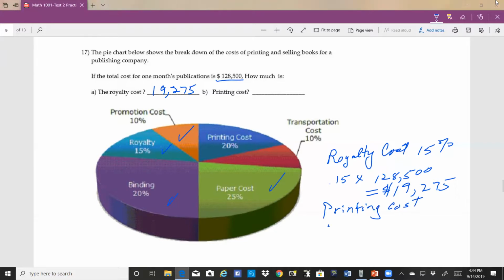Printing costs is 20%. So that would be 0.2 times 128,500, which is equal to $25,700. So for printing costs, it would be $25,700.